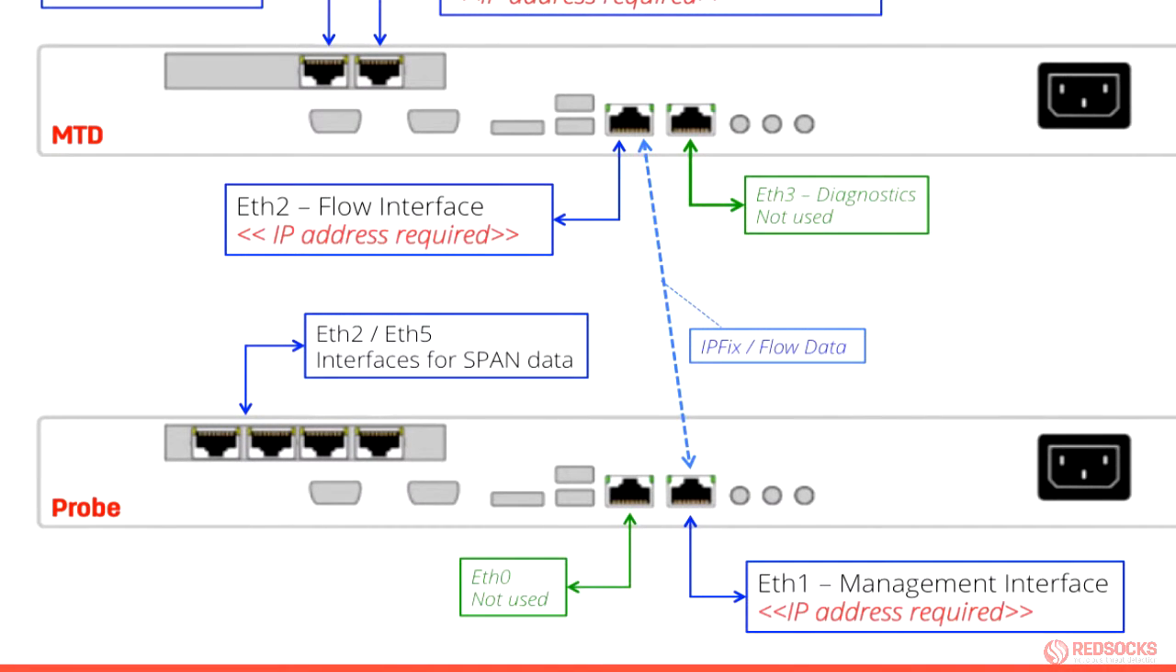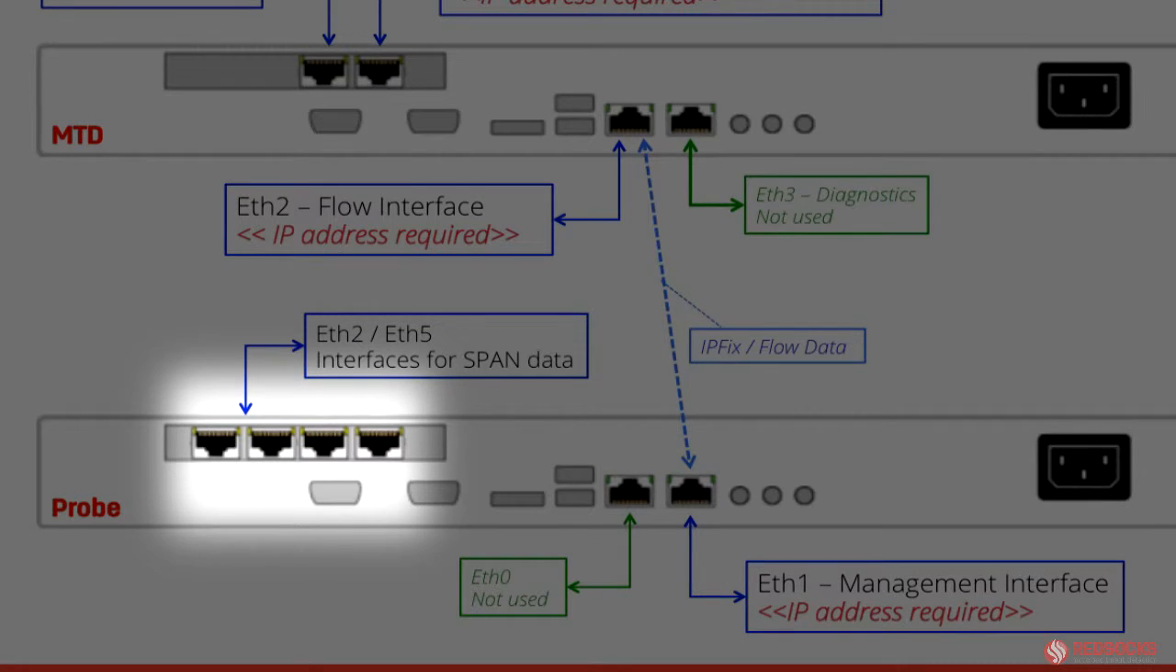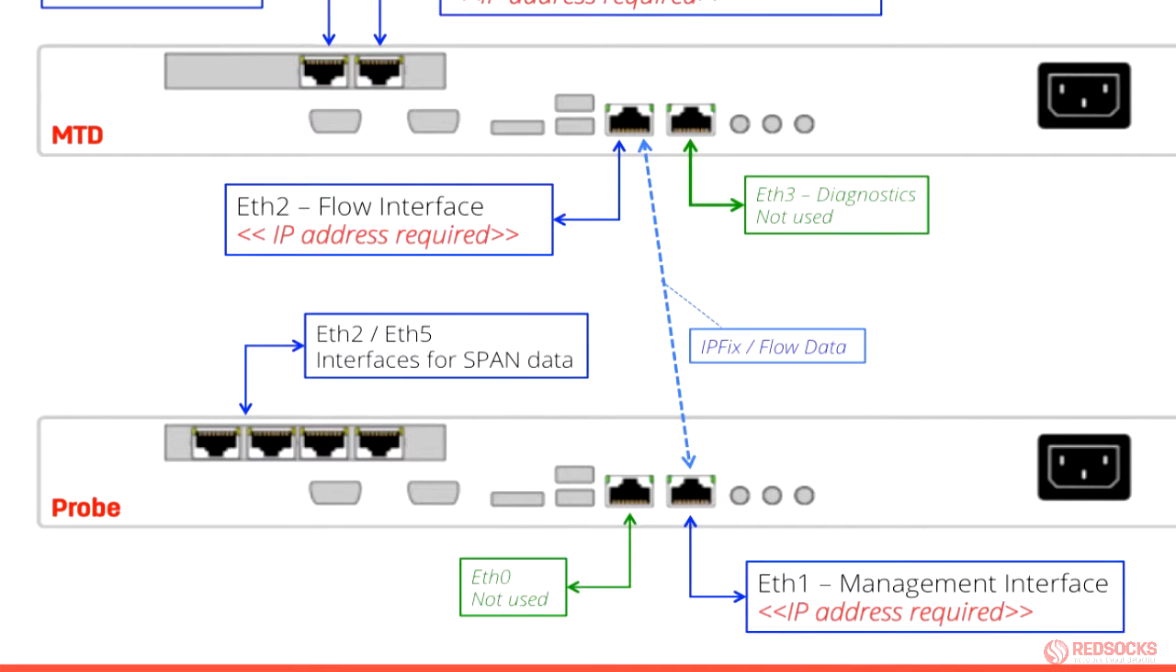On the lower half of this image, we see a graphical representation of the probe. The first 4 interfaces on the probe appliance are Ethernet 2, 3, 4 and 5. It's very important to remember these numbers because you will need them for the configuration of the probe. These are the 4 so-called listener ports. They receive span data which will be converted to IPFix data within the probe appliance.